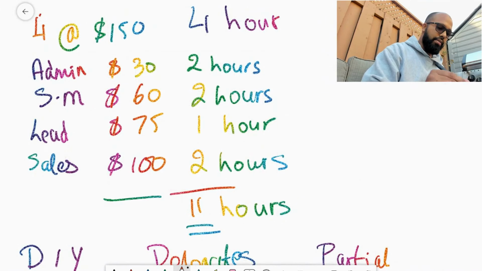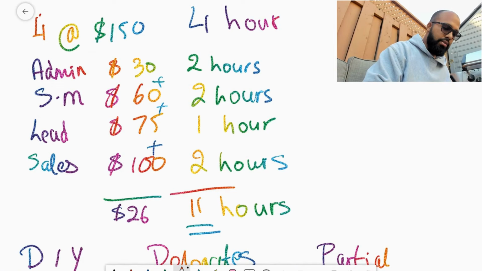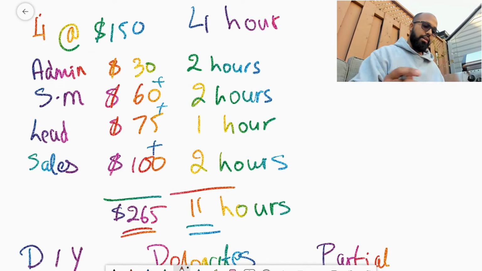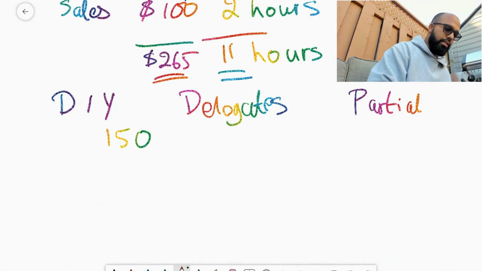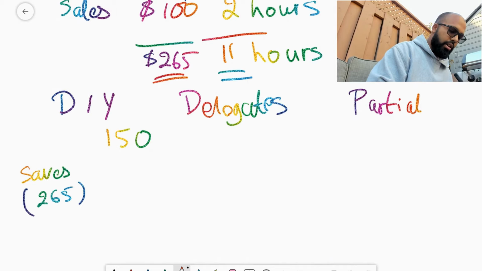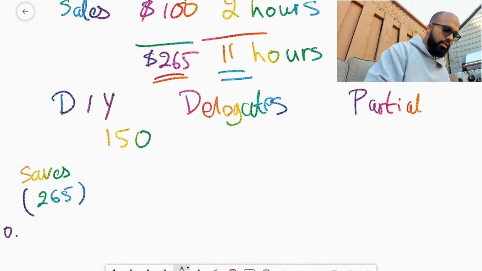So his remaining activities are going to cost him 30 plus 60 plus 75 plus 100. That should be $265. That's his cost for the day. Okay, so Greg, he chooses to save all his costs, so he saves $265 of his cost. But what is his opportunity cost?